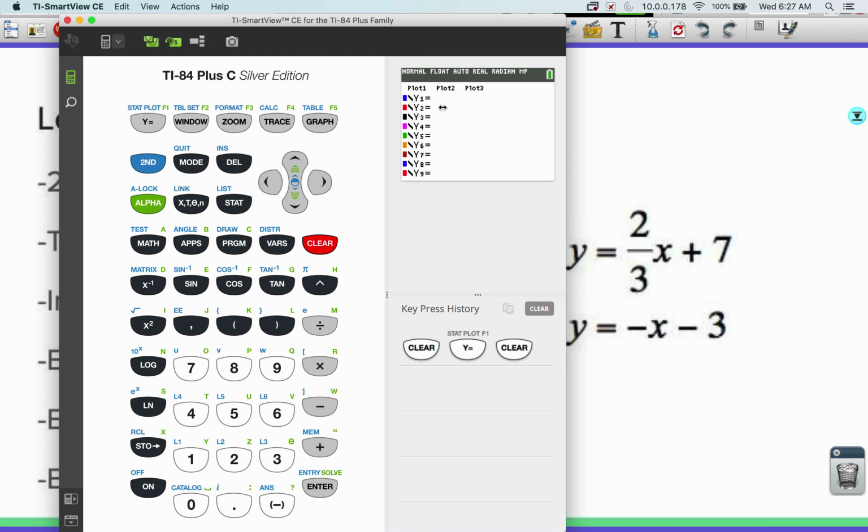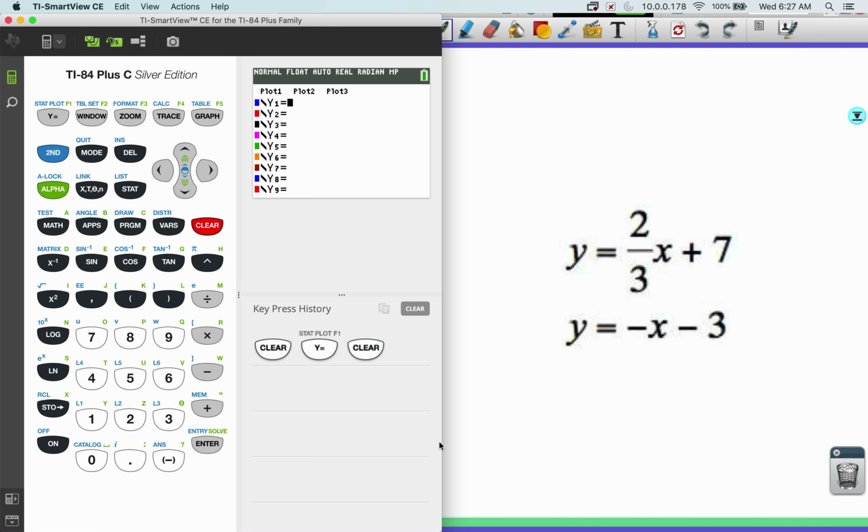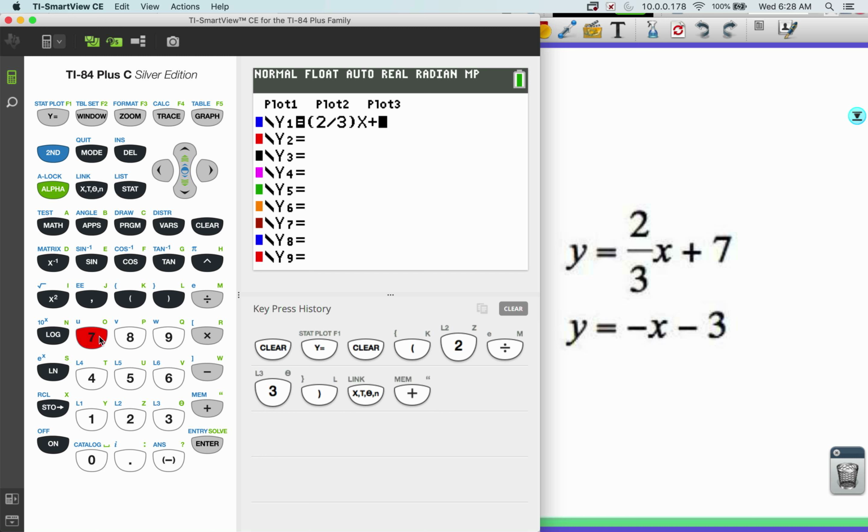And now let's look at the equations that we have. This one is already at the y equals on that side. If our equation isn't in y equals form, we have to change it around until it is in y equals form. Now 2/3 x, I'm going to keep the 2/3 in a set of parentheses. For x, I'm going to use this button right here. That's our variable button. Plus 7.